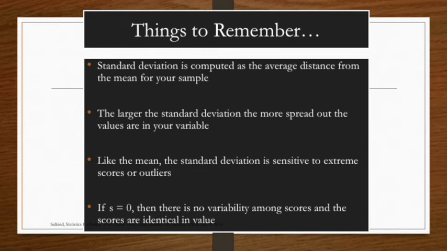Like the mean, the standard deviation is sensitive to extremes and outliers, and so you always want to be hunting and making sure you get rid of your extremes or outliers prior to running your standard deviation and mean. If you have something that has a standard deviation of 0, then there's absolutely no variability in the scores. Everybody's getting the identical score, or in other words, you have a constant, all right? So everybody has the same score on something, there's no variability. Without variability, it's called a constant.